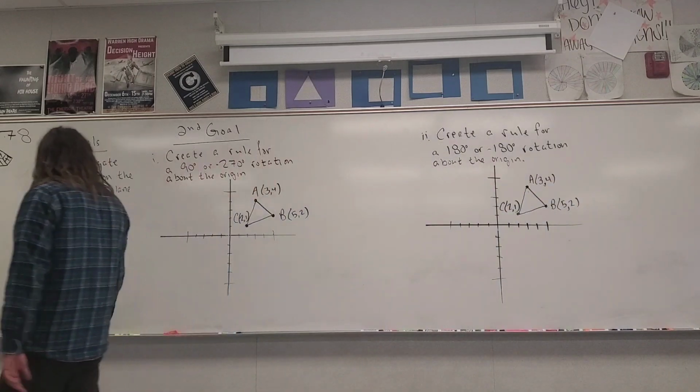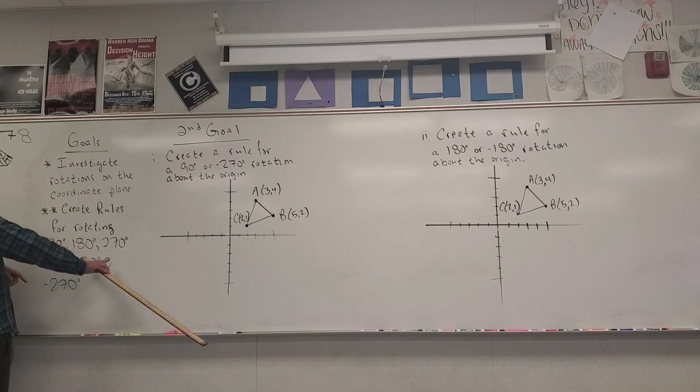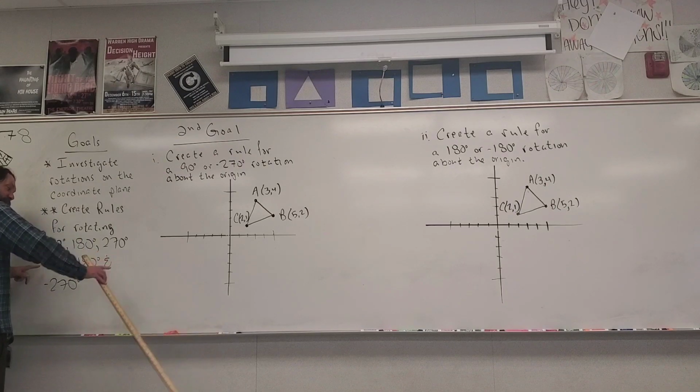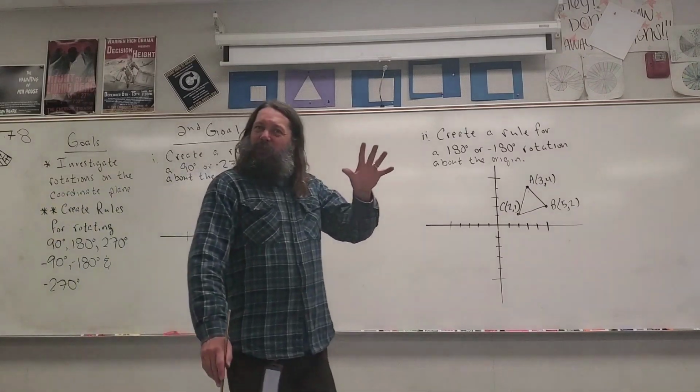Anyways, we're into our second goal. We're going to create rules for rotating 90 degrees, which is the same as rotating negative 270, and I'll explain a little bit more later on. 180 degrees, which is also the same as negative 180 degrees, or 270 degrees, which also is the same as negative 90 degrees.